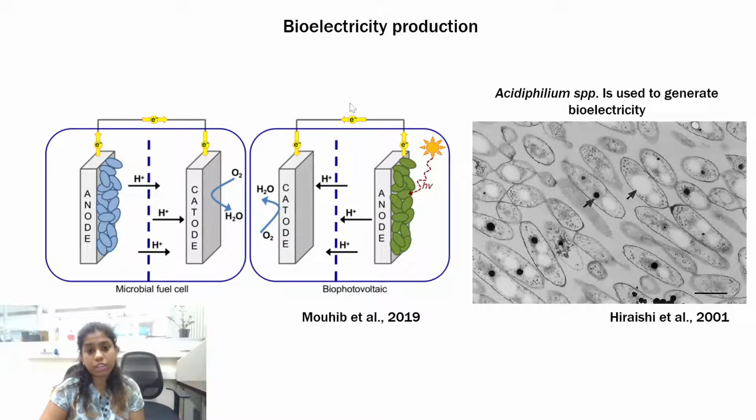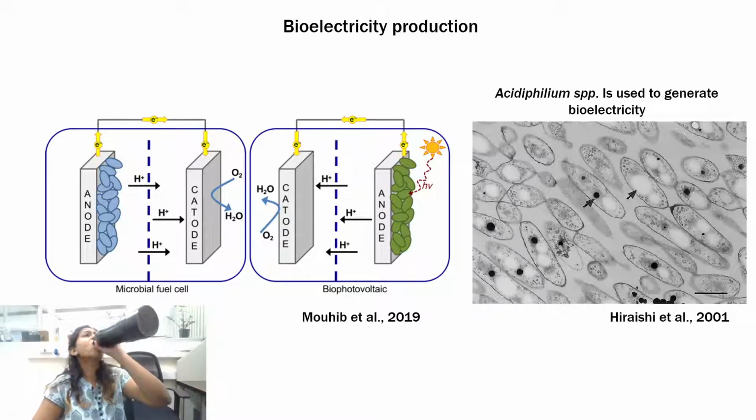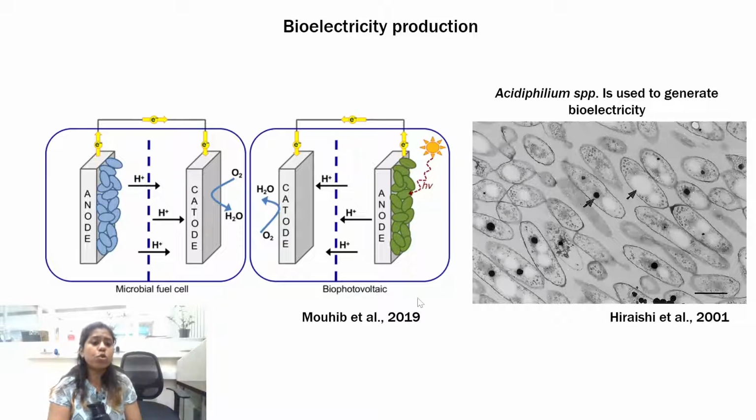Bioelectricity production is also another application of how this carbon dioxide fixation can be useful for producing some useful byproduct. Here, this is the cell of Acidiphilium, a species, and this whole process of conversion to bioelectricity happens inside the cell of the Acidiphilium species, and it can be used for producing bioelectricity with a very similar process that we have discussed earlier, how the substrate is taken in and converted to bioelectricity.